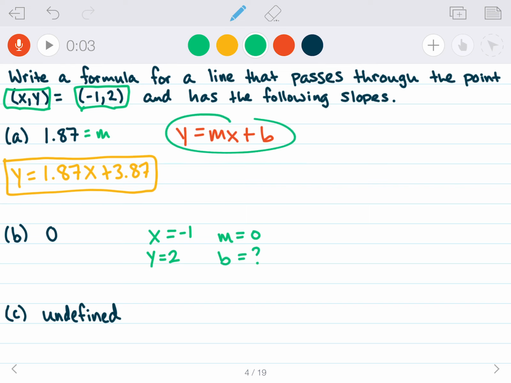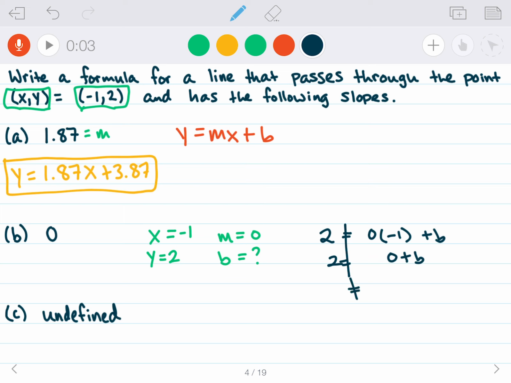Well, again, we're just going to plug in those values into our generic formula up there. So we get y equals m times x plus b. Simplifying on the right, we get 0 plus b when we do that multiplication, and of course 0 plus anything is just whatever that thing is, so 0 plus b is b, so b is equal to 2. Okay.